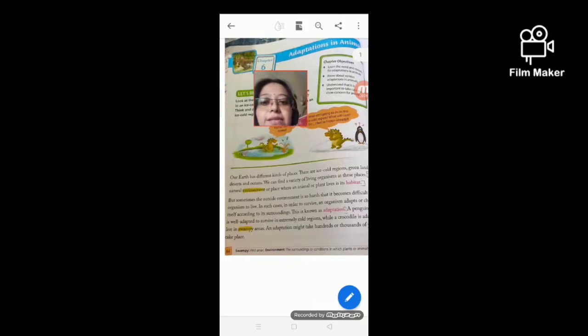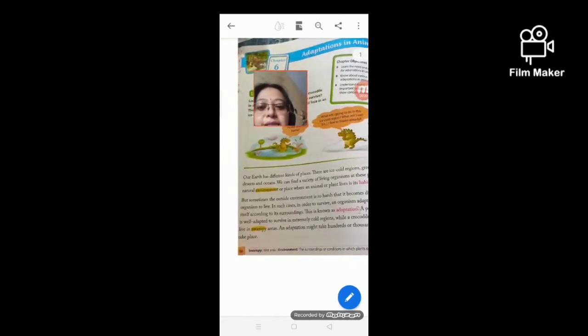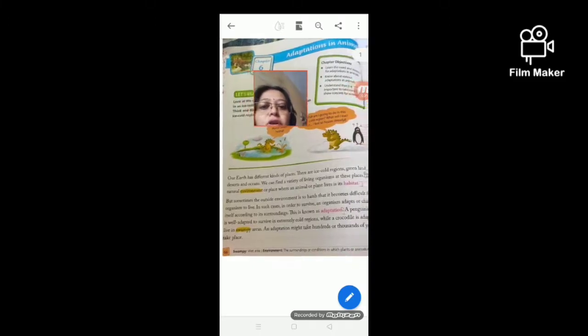Our earth has different kinds of places. There are ice cold regions, Greenland, deserts and oceans. So, we can see a variety of things on our earth, and we can find a variety of living organisms at these places.